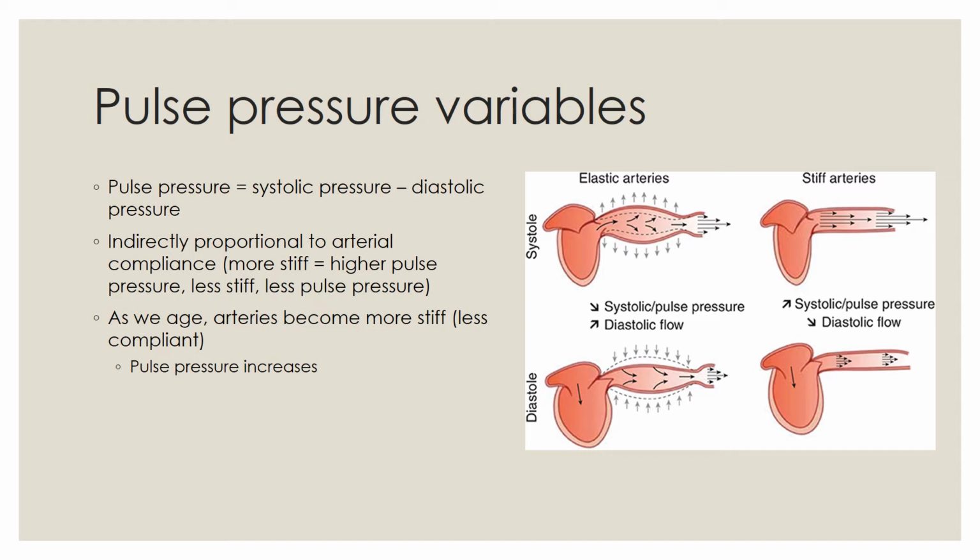All right, our next question is pulse pressure variables. So what is pulse pressure? It's systolic pressure minus diastolic pressure. And this value is inversely proportional to arterial compliance. What that means is that the stiffer the arteries are, the higher the pulse pressure that you'll see, and the more compliant the arteries are, the less stiff, the lower the pulse pressure. So as we age, arteries become more stiff and therefore less compliant, and so pulse pressure will increase.